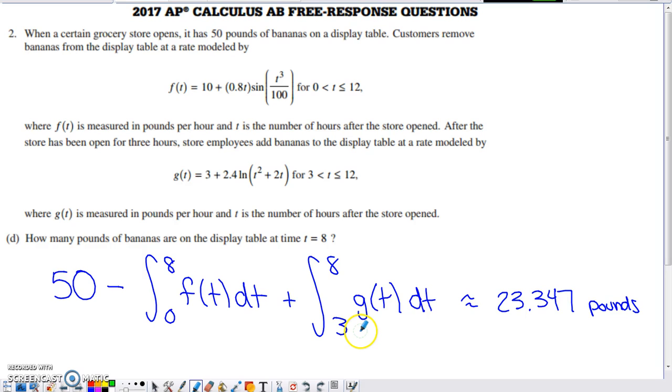A little bit weird here because we have different limits of integration, but that's simply because we didn't start the restocking process until 3 hours into the workday. So the restocking only happened from hour 3 to hour 8, which is why you see the change in limits of integration there. But if you get this input to the calculator correctly, round it to 3 digits of accuracy, you're looking at 23.347 pounds of bananas on the display table at time 8.